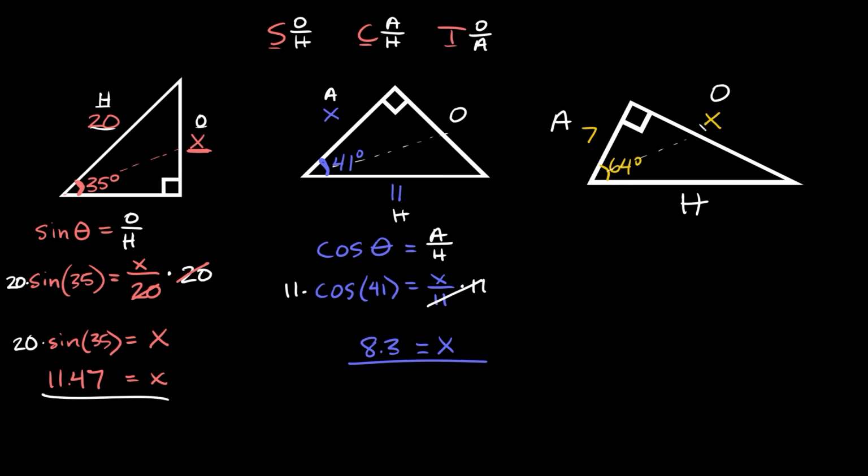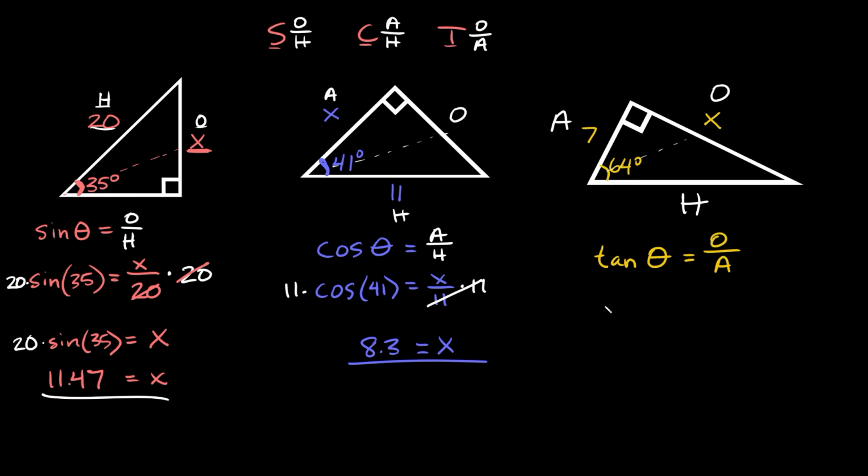Okay, so for this problem, we know the opposite side and the adjacent side. So we're going to want to use tangent, right? Because that one uses the opposite side and the adjacent side. So we're going to say that tangent of theta is equal to the opposite over the adjacent, right?